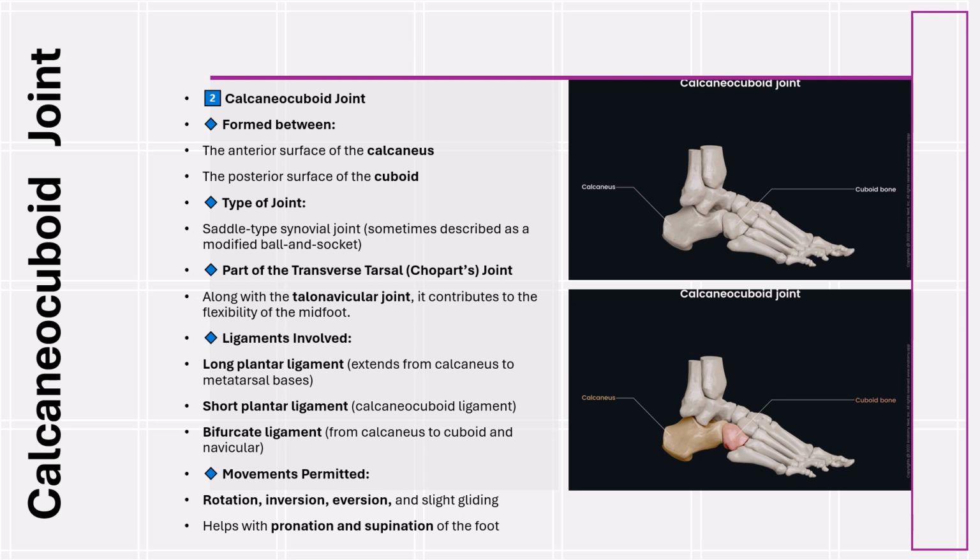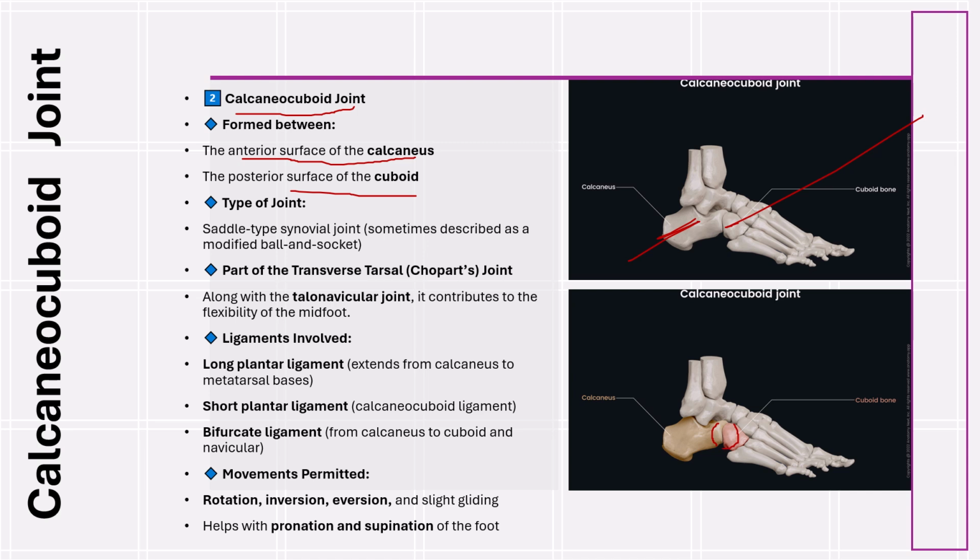The second joint is the calcaneocuboid joint. So the calcaneocuboid joint is the joint which forms between the anterior surface of the calcaneus and the posterior surface of the cuboid. So we can see this one is the calcaneus and this one is the cuboid. The anterior surface of the calcaneus and the posterior surface of the cuboid form the calcaneocuboid joint.